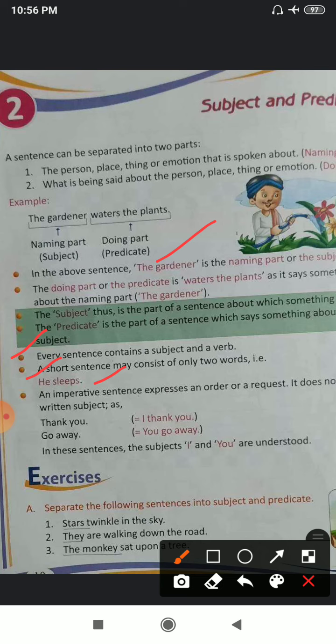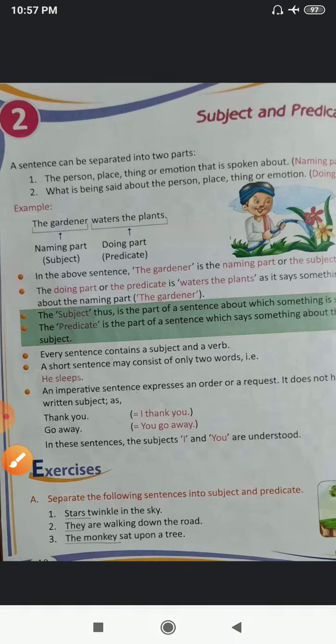So what is an imperative sentence? An imperative sentence expresses an order or a request, right? It does not have a written subject. That means the subject is understood in these sentences. An example is given in your book: Thank you. It means I thank you, but I is understood here. Go away, you go away, but you is understood here. As you can see in your book also, in these sentences the subjects I and you are understood. Students, I hope you all have understood subject and predicate very well.